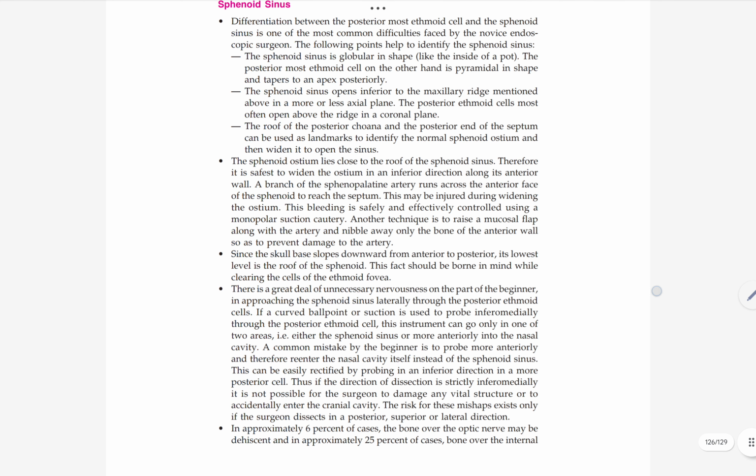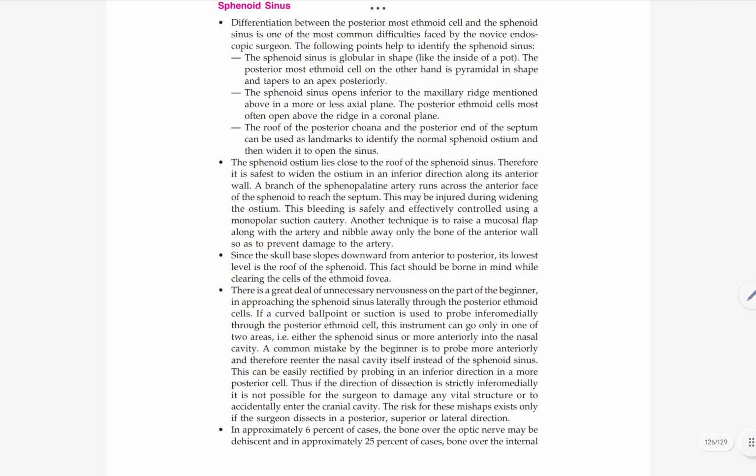Sphenoid sinus. Differentiation between the posterior-most ethmoidal cell and the sphenoid sinus is the most common difficulty faced by the novice endoscopic surgeons. The following points help to recognize the sphenoid sinus. The sphenoid sinus is globular in shape, like the inside of a pot.